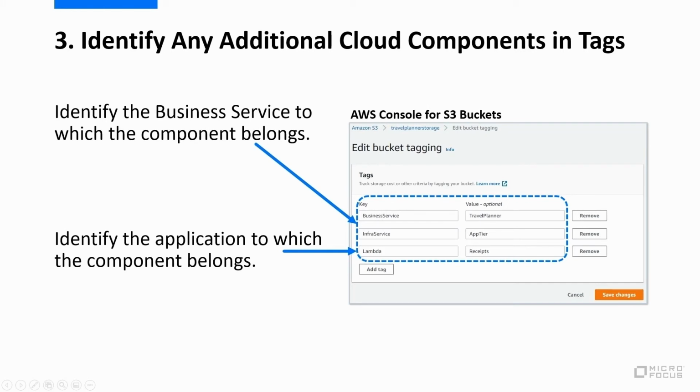A third process is to understand which components are used as part of the application. So this is a wider set of CI types, not just the Lambda and running software CIs. It can be pretty much any CI type at all. The key is that you enter in the name of the business service and the infrastructure service so that they're properly aligned, and you identify the application to which this component belongs.